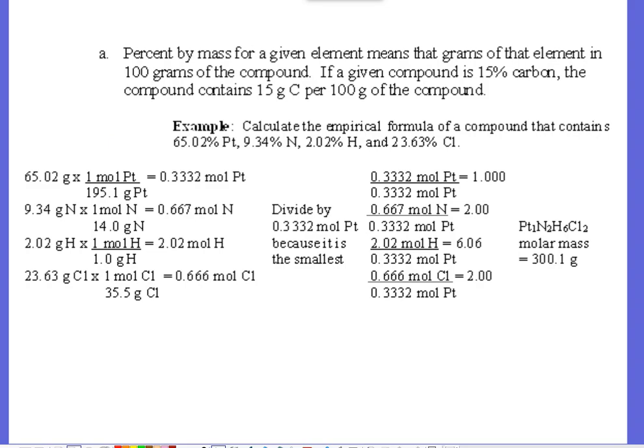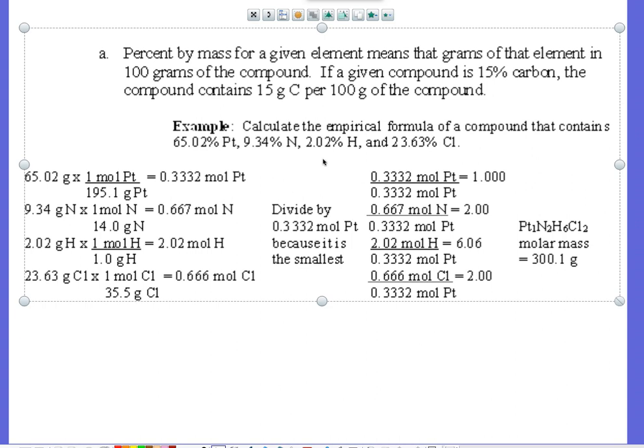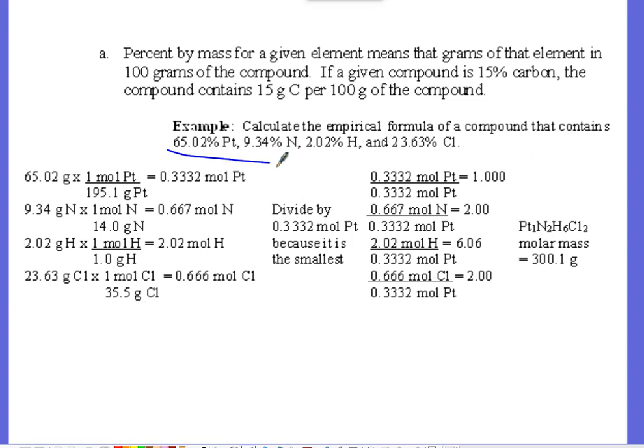There's also one completely worked out on the next page from beginning to end. The only difference with this one is that they gave percentages. And take a look at what they did with the percentages. They took 65% and just wrote 65 grams. So they didn't actually do anything. They just pretended it said grams and worked the problem the same.